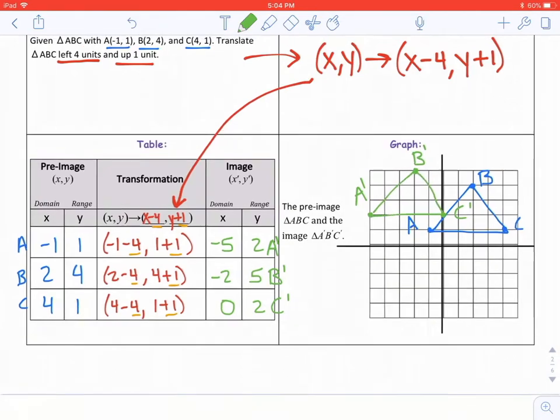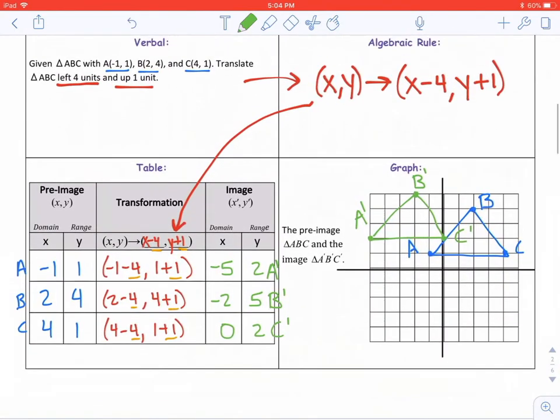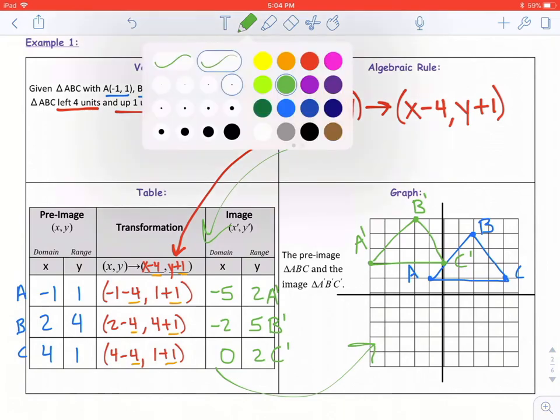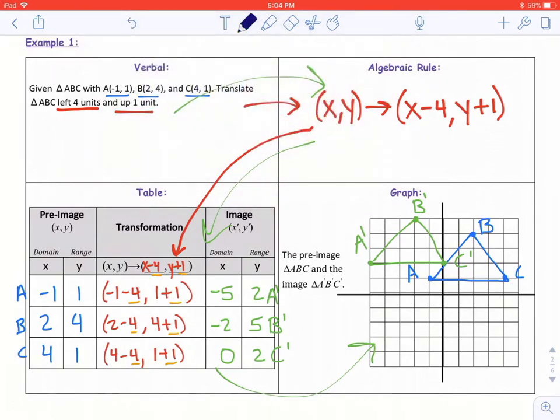Alright, so what we should see is that all these parts of representing the same problem go together. So we were given a verbal description. We were able to then write the algebraic rule. We used that rule to fill in our table, and we used the table to graph. Now we should be able to finish up by checking that this makes good sense.